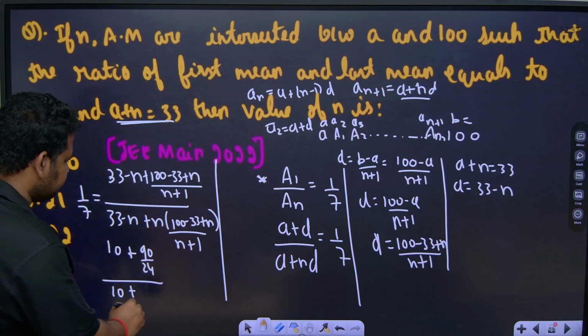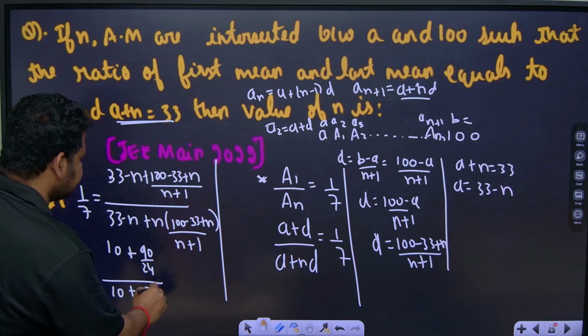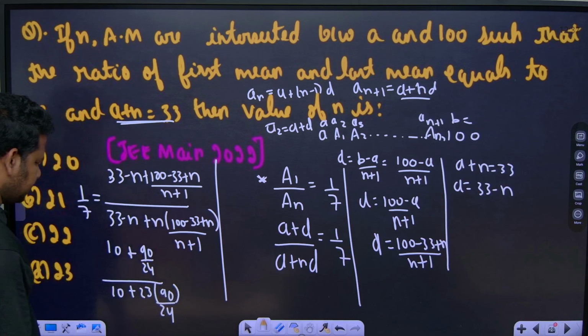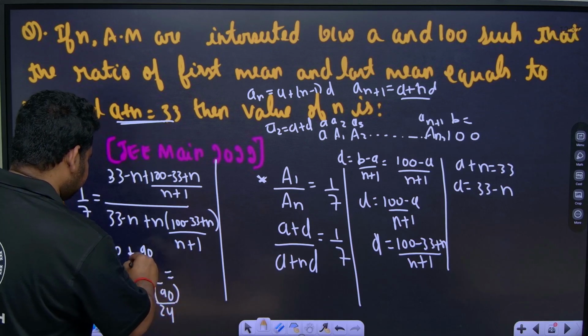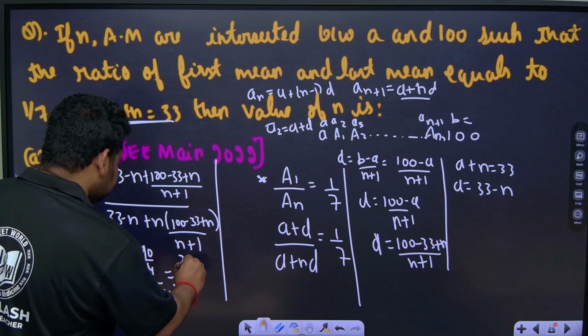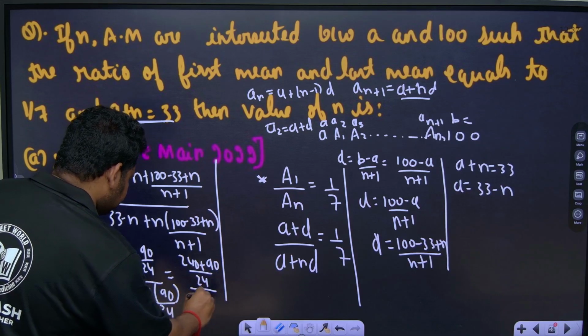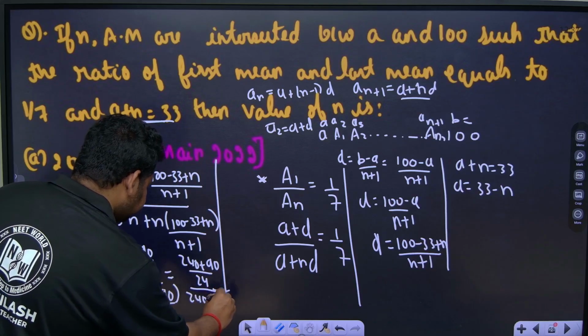This will be what? n times n is what? 23 into 90. Again this will also be 90, no? 90 by 24. Okay. Now you take the LCM and see what will happen. So 24 plus this is 240 plus 90, correct? Divided by 24. This will be what? 240 plus 90 into 23.